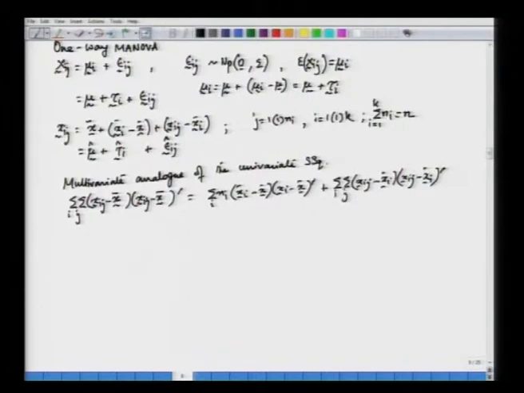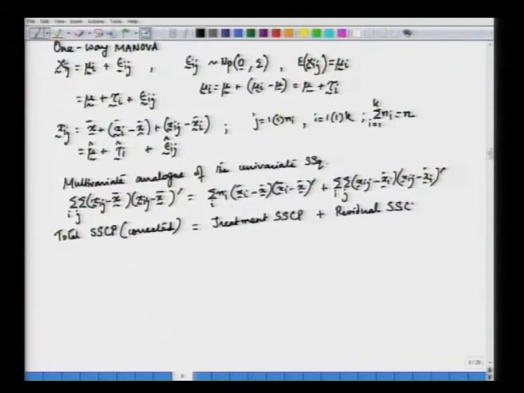Now, this can be easily established by adding and subtracting this group mean xi bar in this expression, and it can be easily separated. So, the term that we have on the left hand side is called the total sum of squares cross product corrected, and this is now equal to the treatment sum of squares cross product plus the residual sum of squares and cross product.